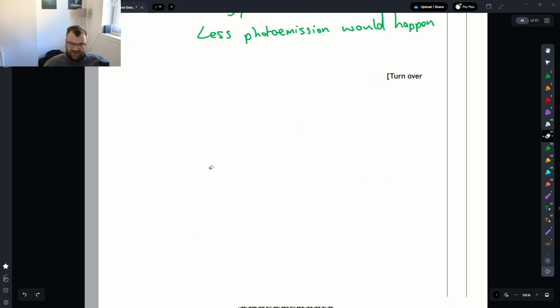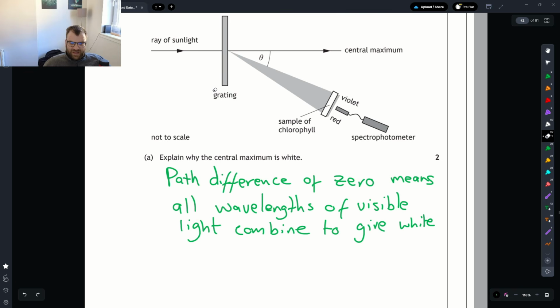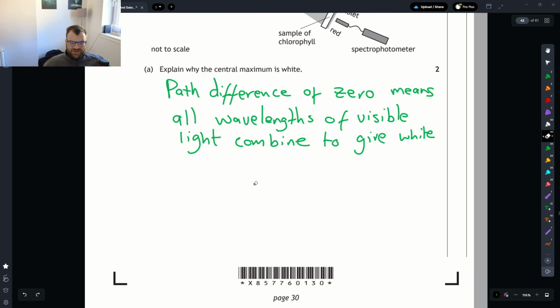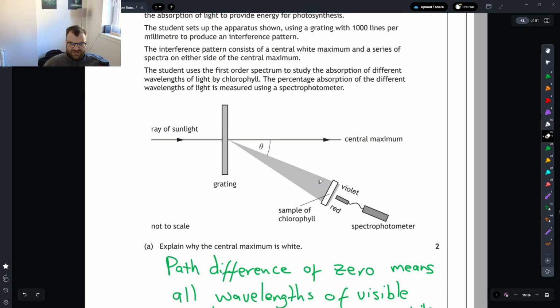That one there. In this next one, we're talking about a green pigment, chlorophyll, from plants and in biology. We're asked about why our central maximum is white. Well, in this one, there is no path difference. All of the wavelengths of light combine at this point to show white light. Whereas when you do have path differences, that's when the colour seen is going to change.